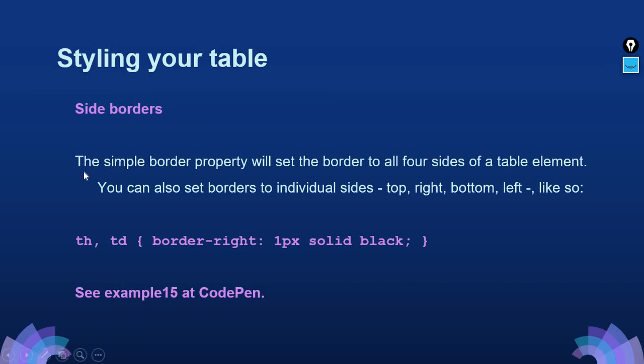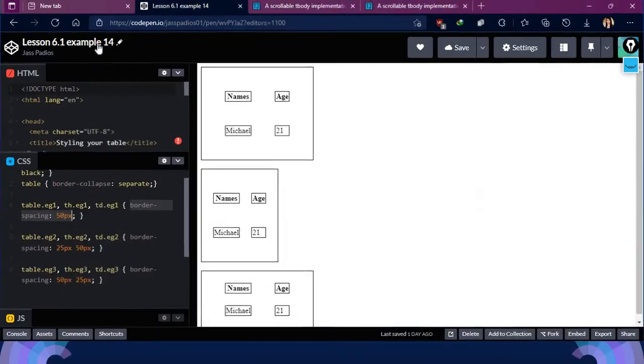Side borders. The simple border property will set the border on all four sides of the table element. You can also set borders on individual sides, could be top, right, bottom, or left like this. In this example, this will set the border of the right part of the table to 1 pixel solid black. So let's see example 15.